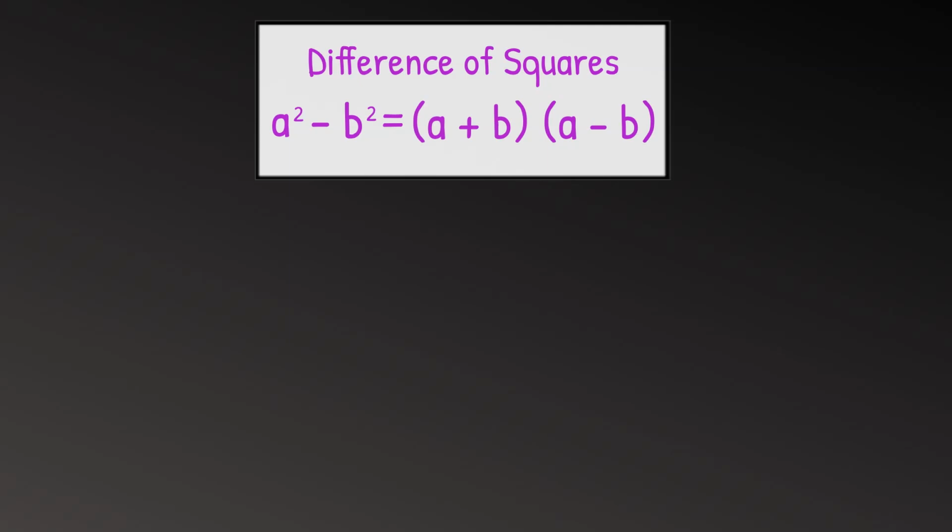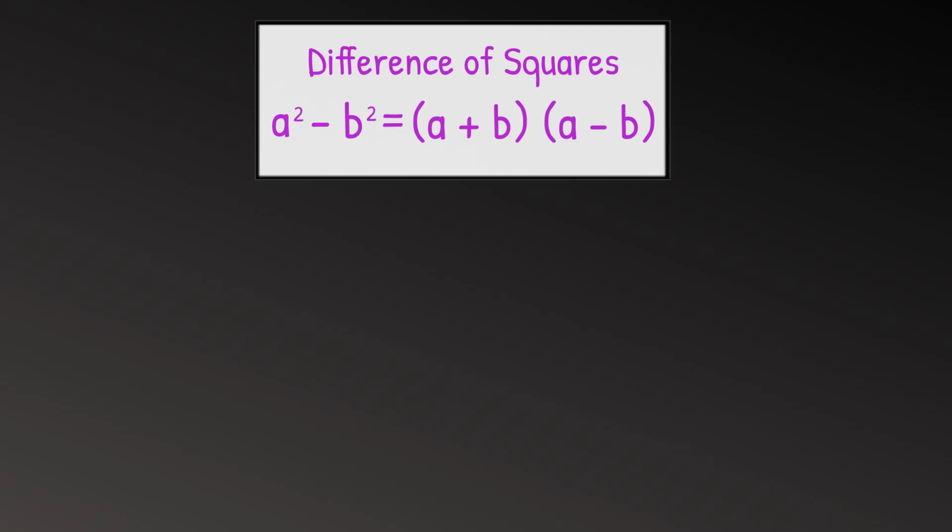This theorem tells us that if we have a quadratic equation, which is the difference of two squares, then it can be written as the product of two binomials, where the first binomial is the sum of the square roots and the second binomial is the difference of the square roots.